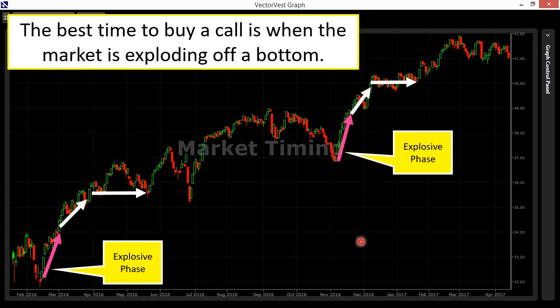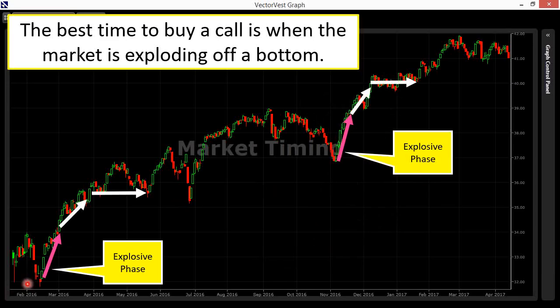Typically, in any given year, there's like 1 or 2 explosive phases off of bottoms, and there's typically like 1 or 2 explosive phases down off of tops, depending on the year. So we want to be able to find and identify those, because that's where you can make your entire year. You can have one month that really sets you up for the whole year. All right, so explosive phases are best.